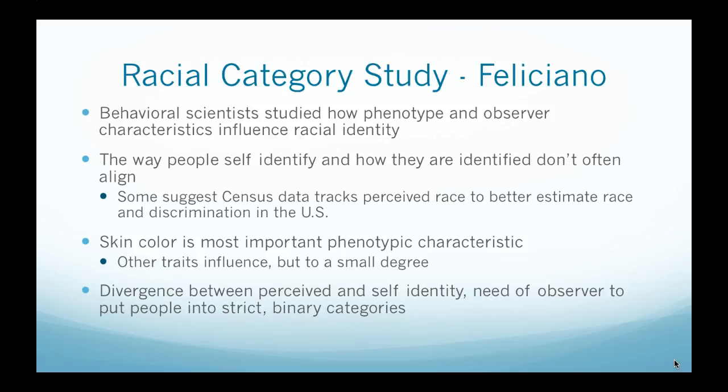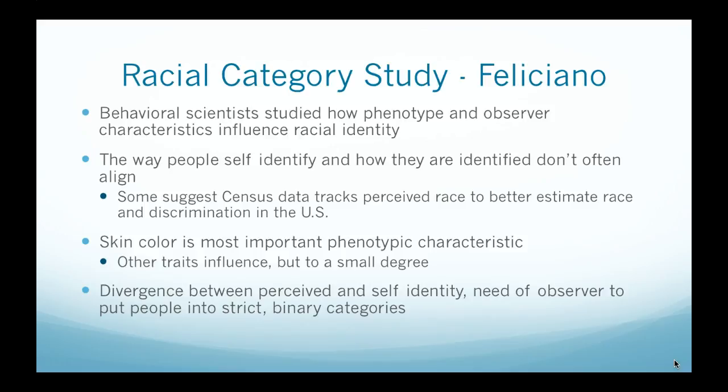Okay, so Feliciano studied how phenotype and observer characteristics influence racial identity. What she did is she looked at people who had profiles on an online dating website. It's kind of a convenient sample, but what this allowed is to have photographs chosen by the individual, and then also an indication of race. So on this online dating site, you could indicate your race.